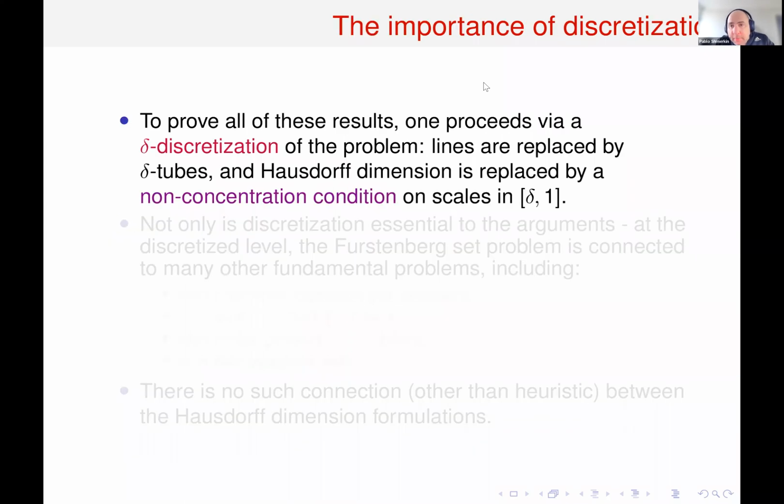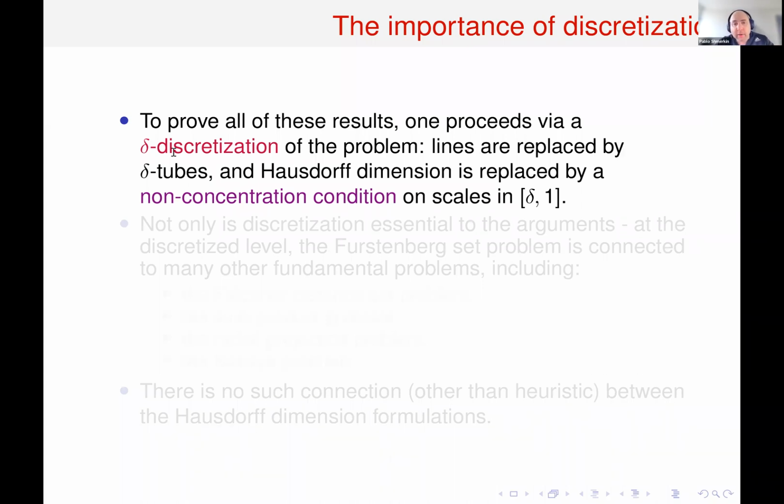Okay, so now I want to make a point, maybe a philosophical point, that is well known in some areas in analysis, but maybe not in others. So maybe this is a good point to make to this audience. So first of all, these results are proved by discretizing the statement. The statements are about Hausdorff dimension, but instead of working directly with Hausdorff dimension, we first come up with a version of the problem that makes sense at a given small but positive scale delta.